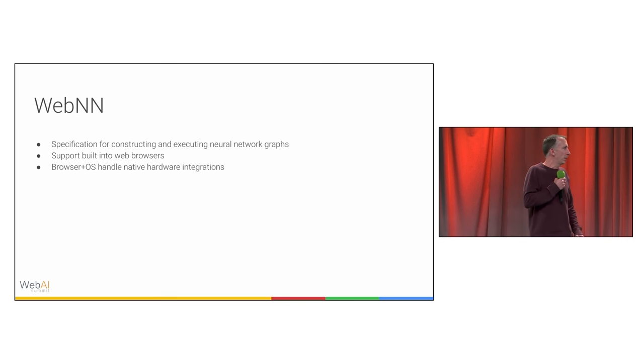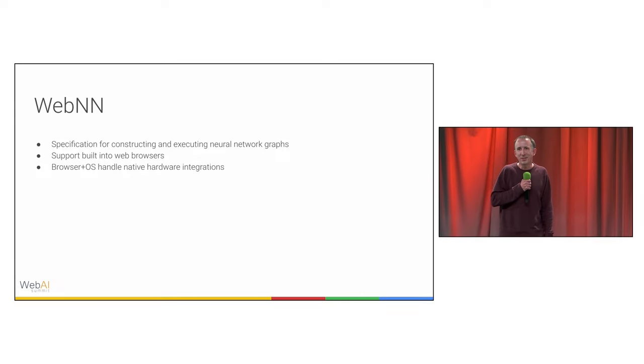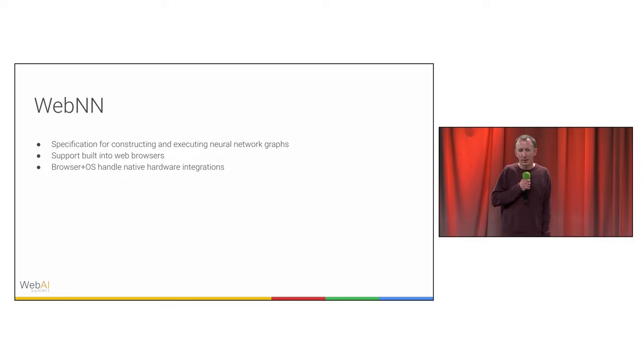So just a few more points on WebNN before I hand it off. I haven't actually said what it is yet. It's a specification for executing neural network graphs, and we'll talk a little bit more about what that actually means.